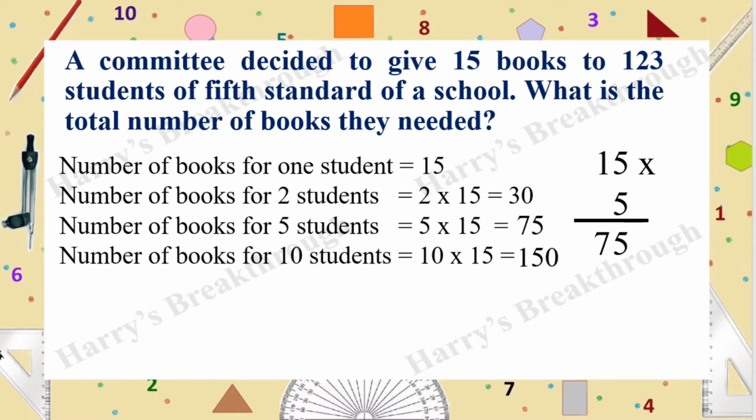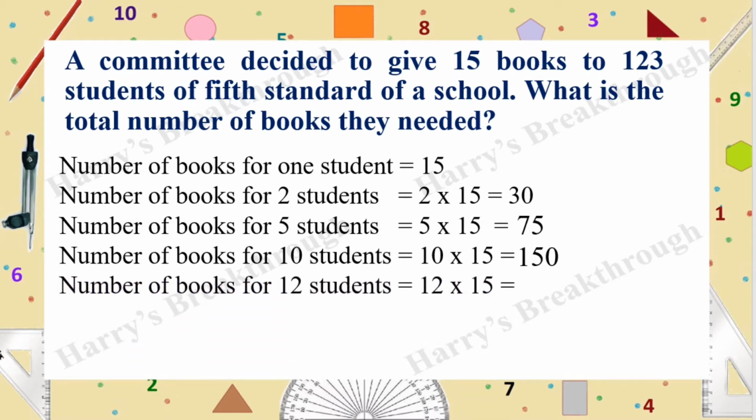And if there were 12 students, the number of books for 12 students is equal to 12 into 15. How can we multiply this? 12 into 15. You can write 15 into 12 also. First, let's multiply 5 into 2. 5 into 2, 10. So let's put 0 here and remainder 1. Then 1 into 5, 5 plus the remainder from the previous step, that is 6. Then 1 into 2, 2, 1 into 1, 1.